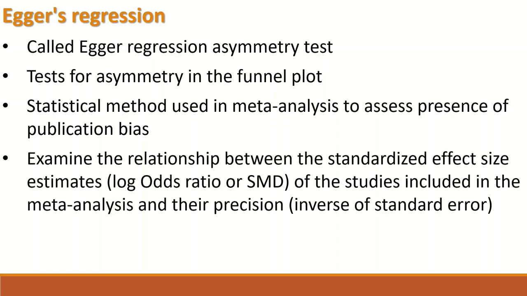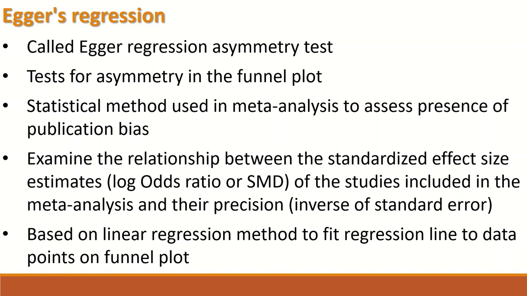It examines the relationship between the standardized effect size estimate, which could be the odds ratio, the risk ratio, or the SMD, based on the type of outcome, whether it is binary or continuous, so the estimate of the studies included in the meta-analysis, and their precision. And the precision is the inverse of the standard error. So it is based on a linear regression method, and that aims to fit a regression line to the data points on the funnel plot. Since the funnel plot is a scatter plot, a regression line can be fitted to the dots on the plot to generate a regression model.